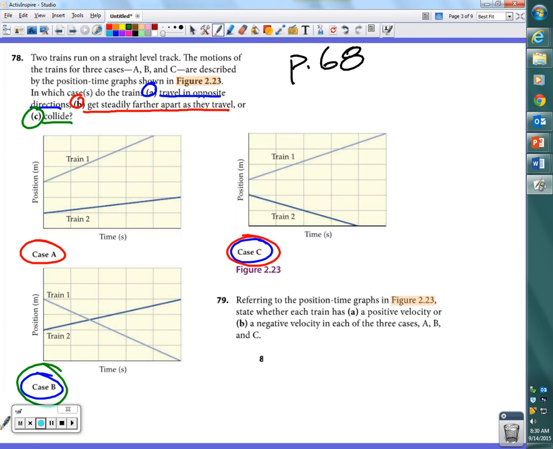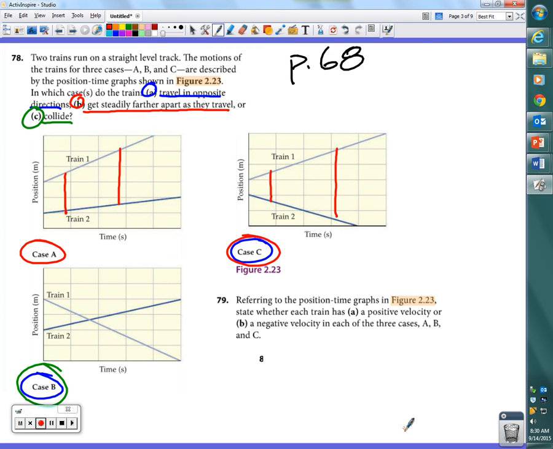Here though, in case C, even though they're traveling in opposite directions, that means they're getting farther apart, right? So the separation between the graphs here and here is greater in the second case than it is in the first case, but the separation here and here is also greater there.